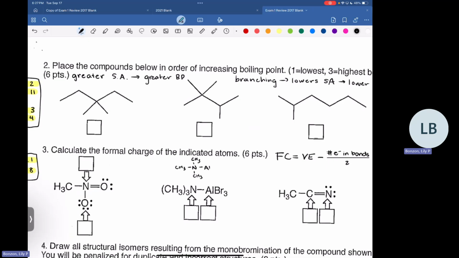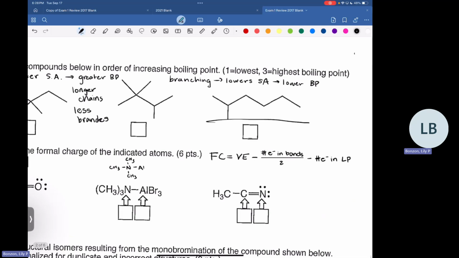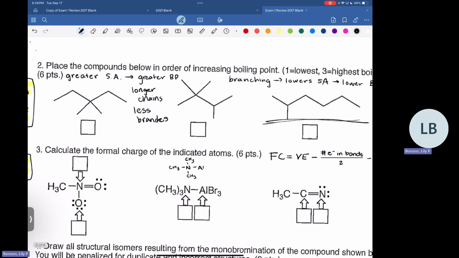In order to get a higher boiling point, we want a greater surface area. We can increase the surface area by having longer chains, because obviously the longer it is, the more surface area it has. Or we can have fewer branches. So to get greater surface area, we want longer chains and fewer branches. So we want a structure that looks like this one over here. It's long, and it doesn't have that many branches compared to these two over here.